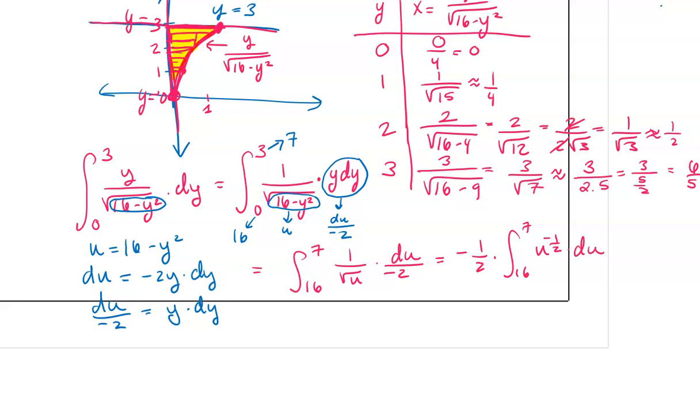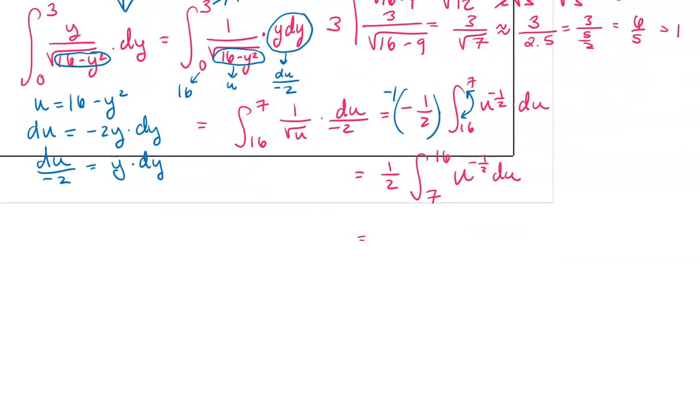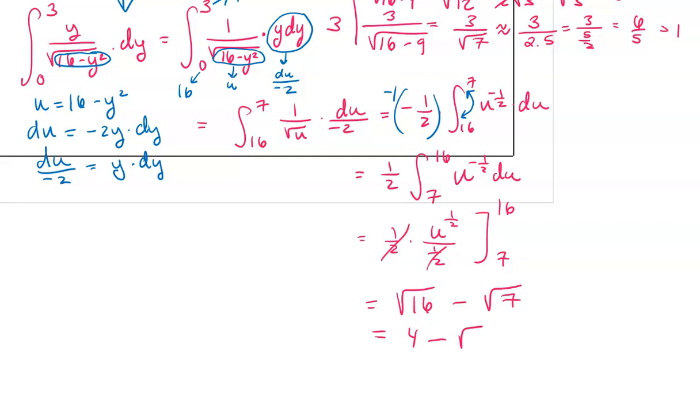And then because my limits are now out of order, I'm going to reverse their order, which would then multiply this by a negative 1 to be able to reverse the order. So really, I'm going to integrate 1/2 integral from 7 to 16 of u to the negative 1/2 du. So the antiderivative of that would be u to the 1/2 divided by 1/2, evaluated at 7 and then at 16. Those cancel out. So it would be the square root of 16 minus the square root of 7, or 4 minus the square root of 7.